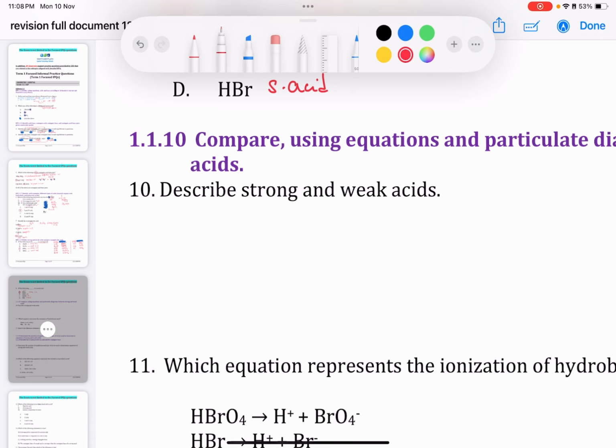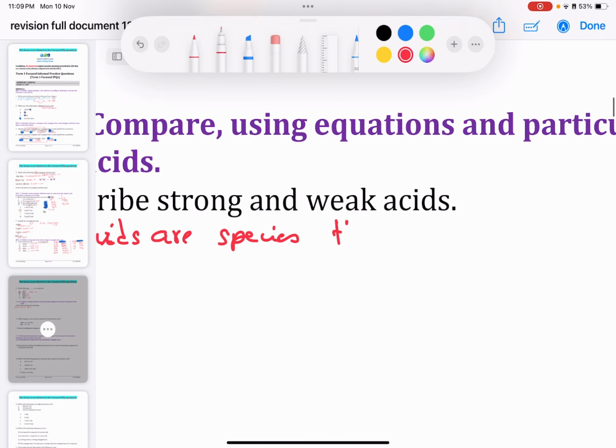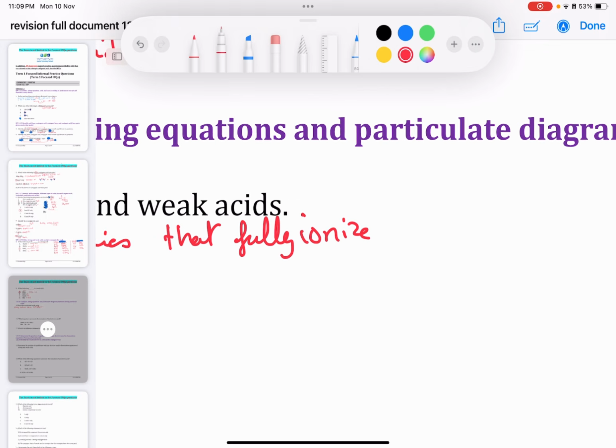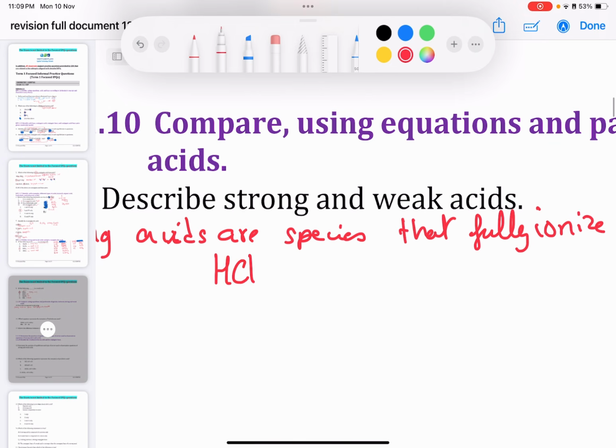Describe strong and weak acids. What's the difference between them? So I'm not going to mention again the strong acids, but what's the difference between them? Strong acids are species that fully ionize in water. It means when I have HCl, HCl is gonna fully ionize. It's a one direction arrow, and it's gonna give me H plus and Cl minus.